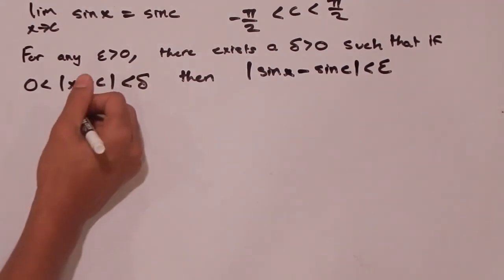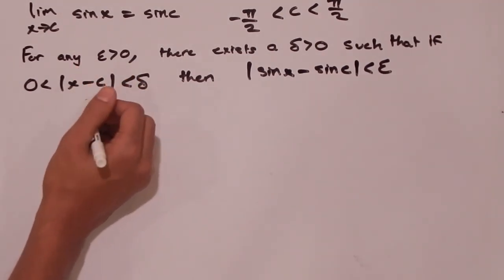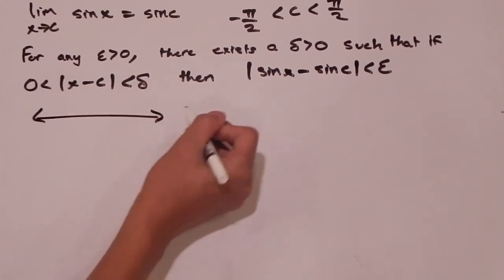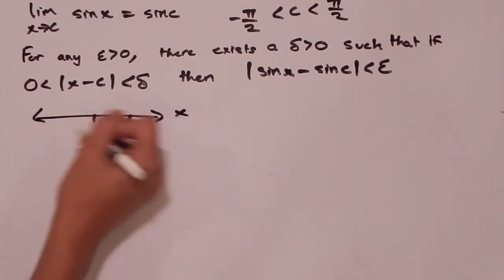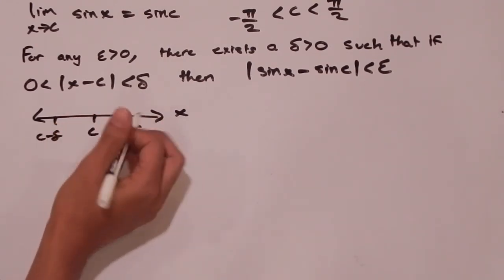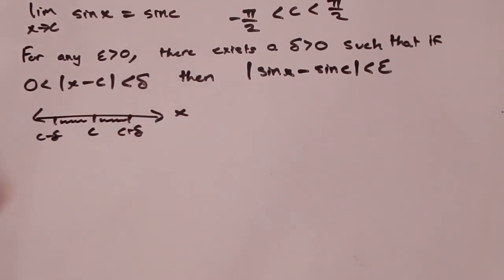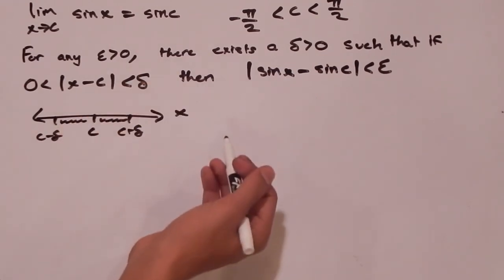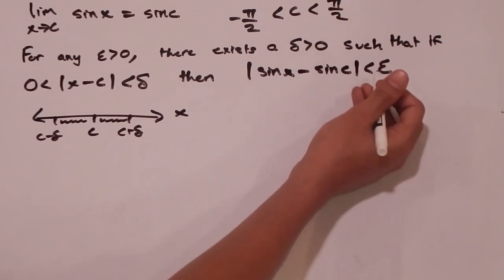It means that if we pick an x value such that the absolute value of x minus c is less than delta, but greater than 0, so we can actually draw out what these x values are. It would look something like this. We're talking about x values from c minus delta to c plus delta, not including x equals c itself. If we were to pick any of those x values, then we have to show that the absolute value of sine of x minus sine of c is going to be less than epsilon.